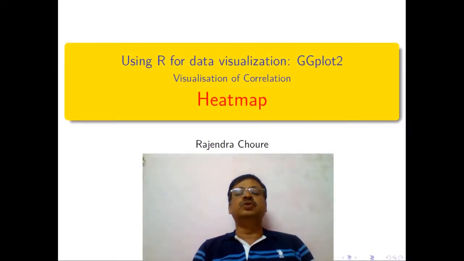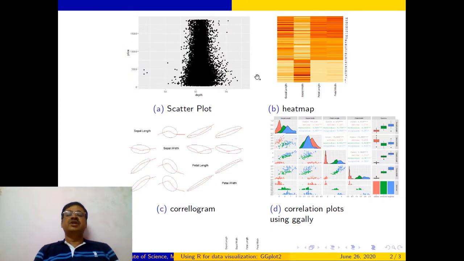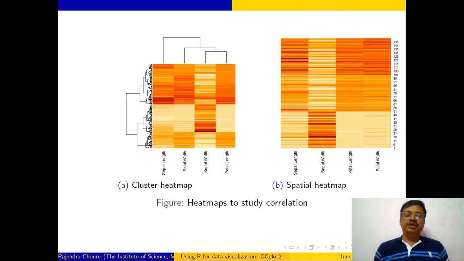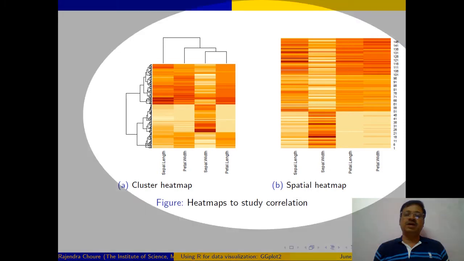Welcome to this session of using R for data visualization, GGplot2, and we are visualizing correlation. In previous sessions, we learned to visualize correlation using scatter plot, using correlograms, using correlation plots with the GGally package. In this session, we are going to learn about heat maps.